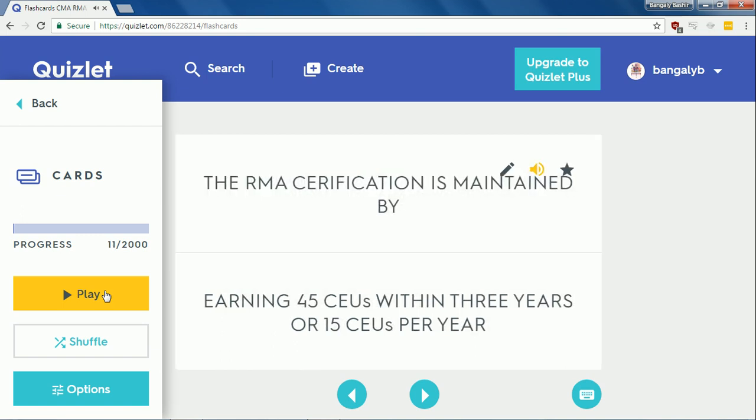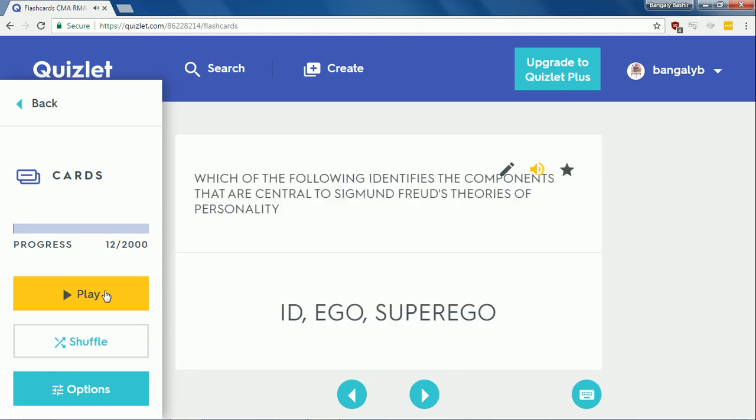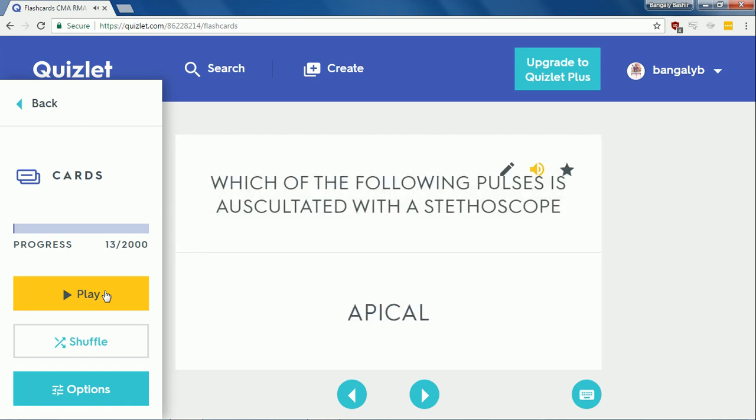The RMA certification is maintained by earning 45 CEUs within 3 years or 15 CEUs per year. Which of the following identifies the components that are central to Sigmund Freud's theories of personality? Id, ego, superego. Which of the following pulses is auscultated with a stethoscope? Apical.